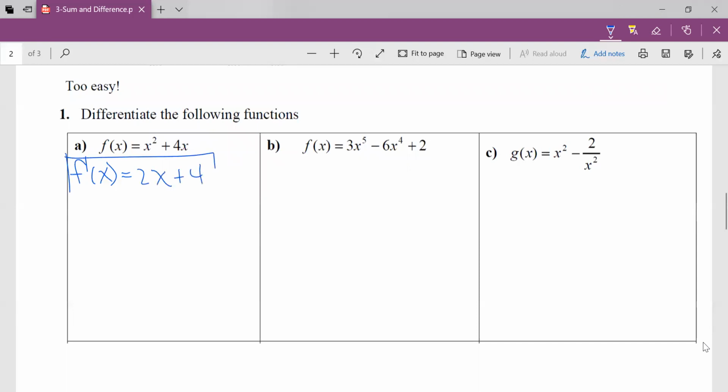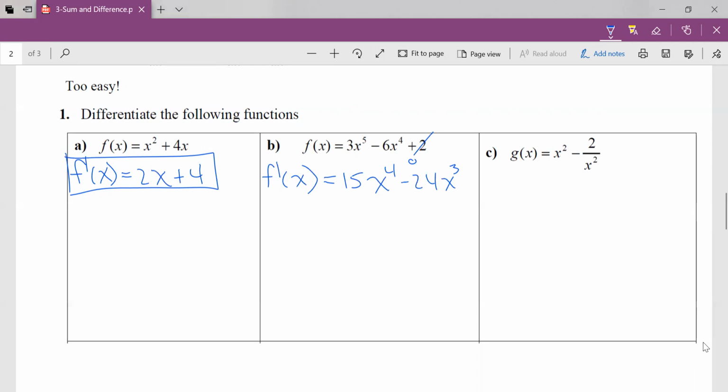Boom. Done. Remember, if we were using limits, that question would probably take you about 5 minutes to do. Now we're able to do these questions, tons of them, in absolutely no time. So 15x to the exponent 4 minus 24x cubed. And then remember, the derivative of a constant is 0, because a derivative is the slope of the tangent line, and the slope of 2 is a horizontal line, so the slope is 0. Okay, there we go.